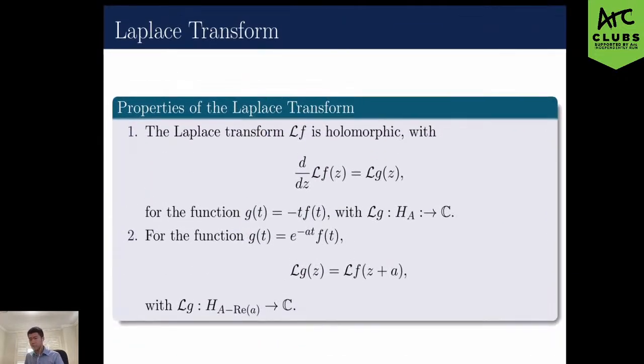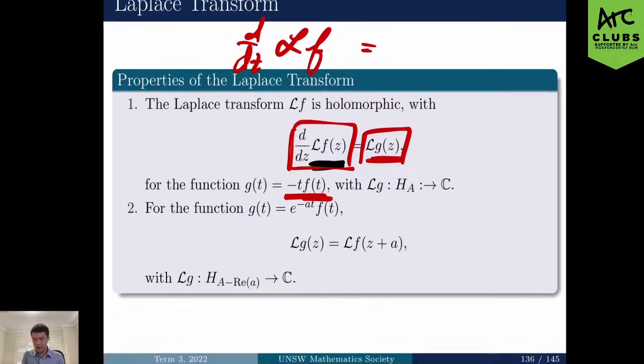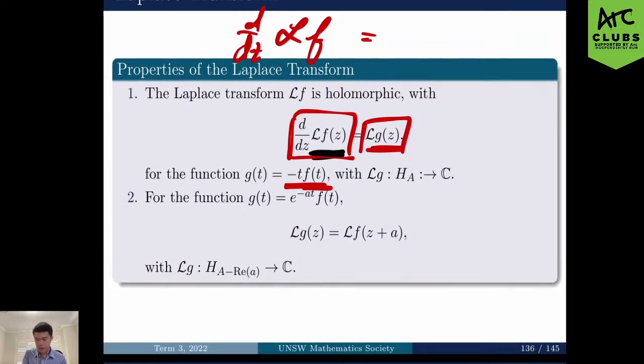Alrighty, so we'll go on to our last topic, which is properties of the Laplace transform and using them for differential equations. The Laplace transform is holomorphic, and so if you differentiate it, you'll end up getting the Laplace transform of another function in terms of the original function. So you take the Laplace transform of f, and if you differentiate that, you'll get the Laplace transform of minus t times f(t). And it will be defined on the same range as well, so H_A.